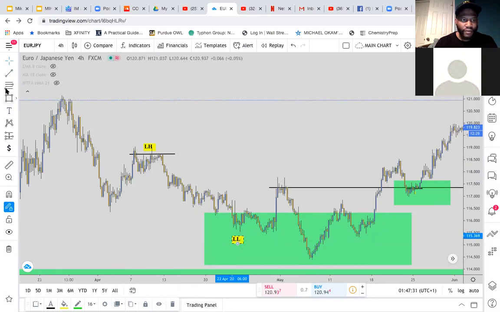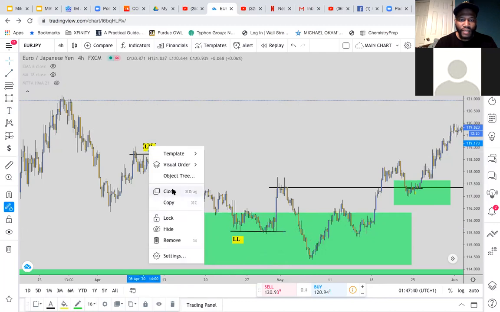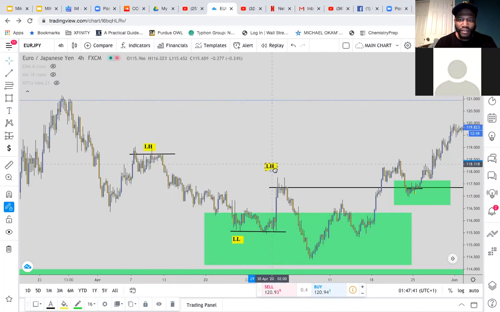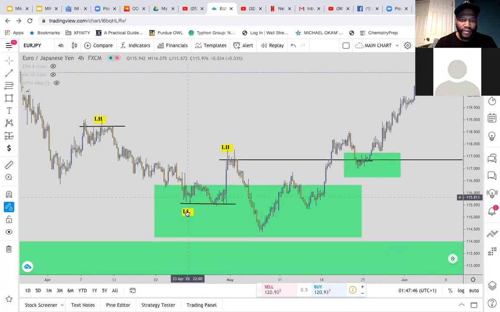Lower low. Why? Because we got some type of support. Lots of candles, it's respecting it. Now what? Lower high, lower high. We got a lower low right here.